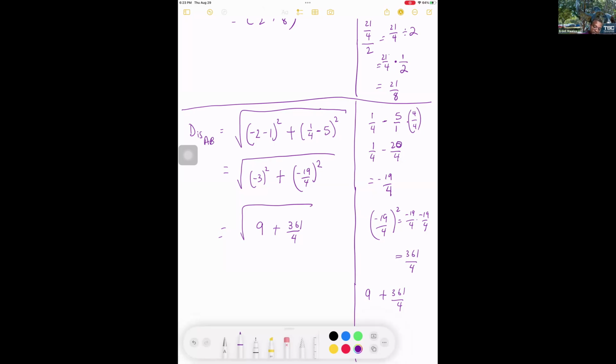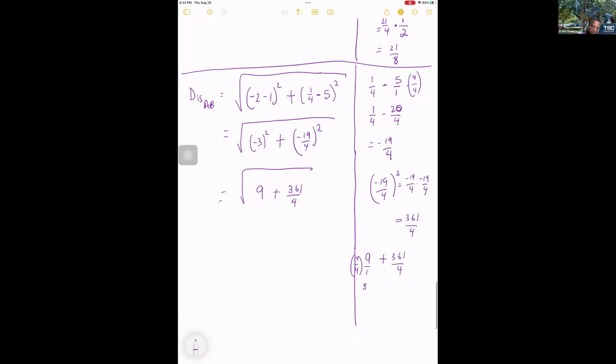And now to get the denominators the same, I multiply by 4 over 4. So that's going to be 36 over 4 plus 361 over 4. And so that's going to be 397 over 4. Square root of 397 over 4. That's the exact answer. You type that into your calculator.